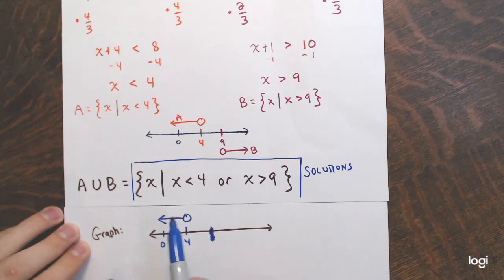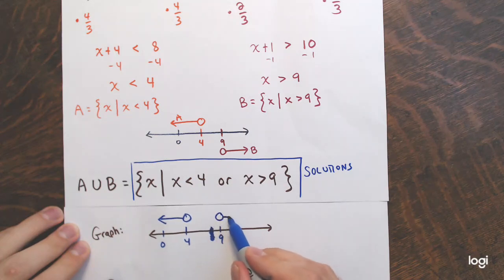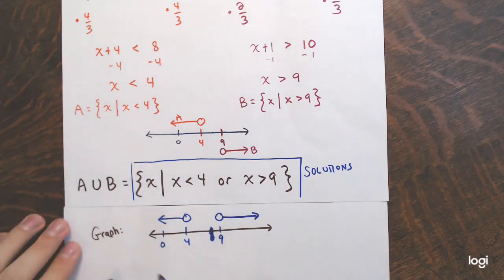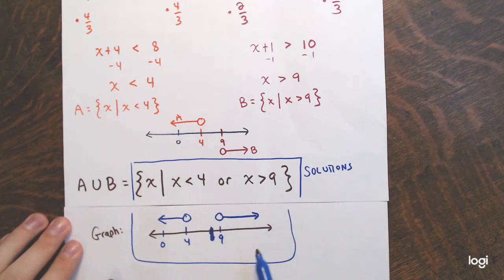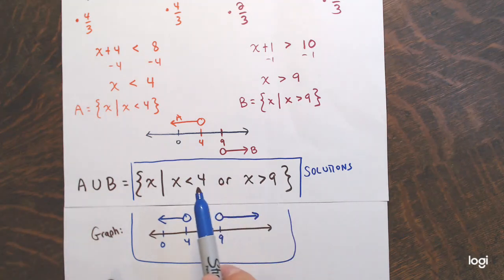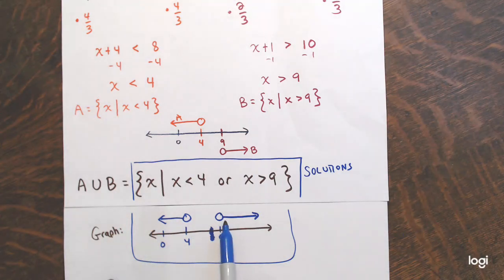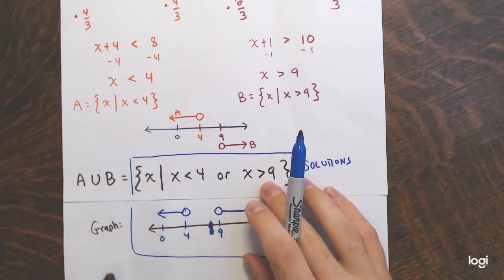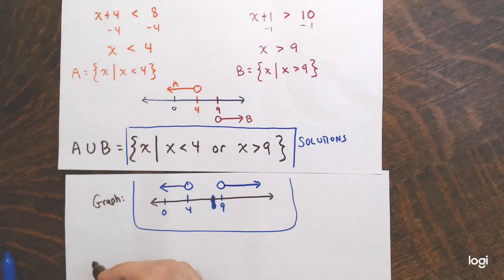So all the numbers left of 4, and I guess I could just call this 9, but there's 9, all the numbers greater than 9. Right. So here's a picture of all of these numbers that are described in the solution set. All the numbers less than 4, all the numbers greater than 9 belong to the union of those two sets. And then finally for this one, the interval.